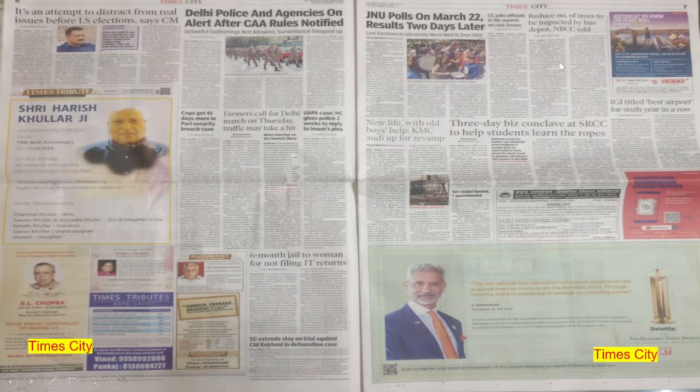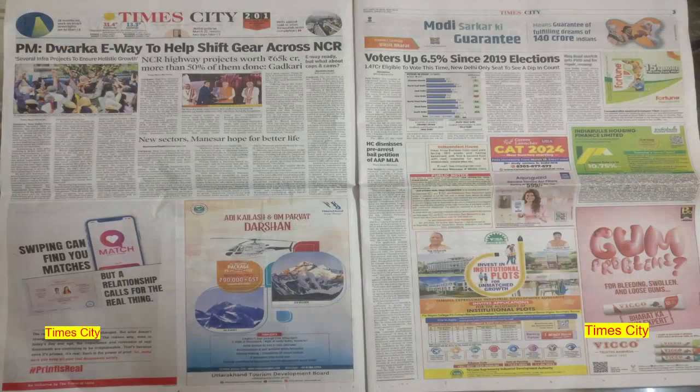So there is small news, and half of the section is advertisement or some photographs. So this is the Times City section, and then again another page of the Times City. You can see advertisement, photographs, and then 1 or 2 odd news there. So that way you find Times City has got short news, one column, two column news.